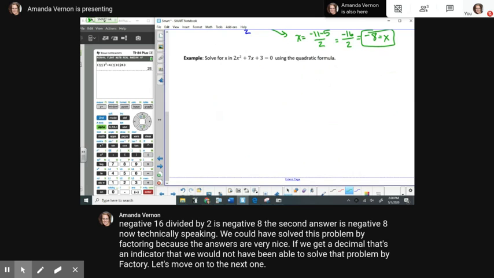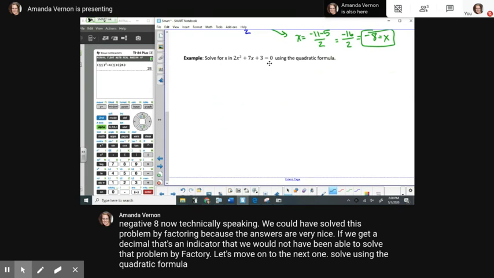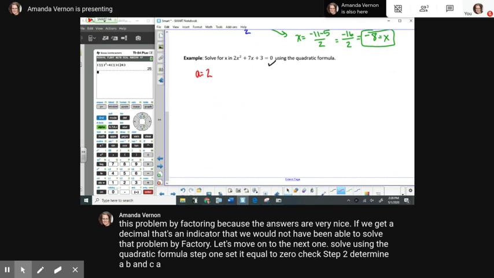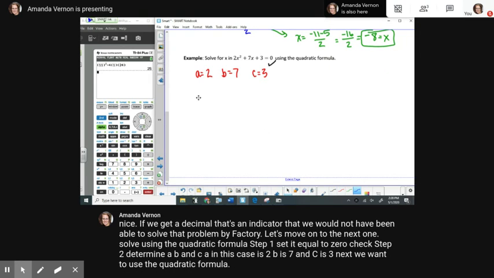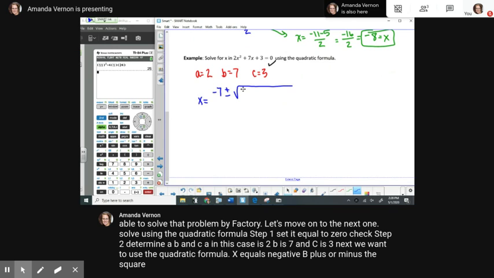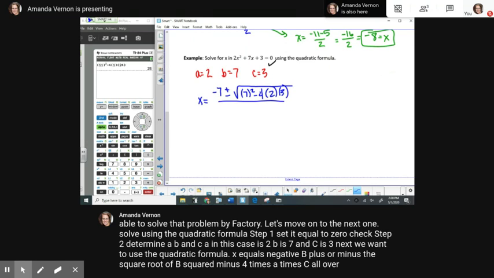Solve using the quadratic formula. Step 1, set it equal to 0. Check. Step 2, determine A, B, and C. A in this case is 2, B is 7, and C is 3. Next, we want to use the quadratic formula. X equals negative b plus or minus the square root of b squared minus 4 times a times c all over 2a.